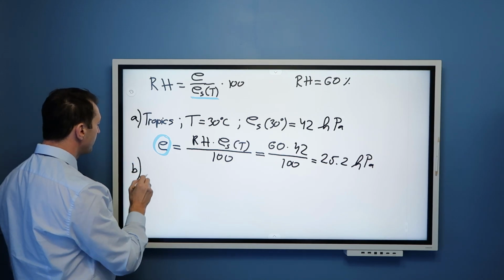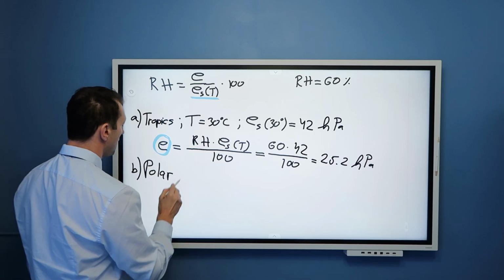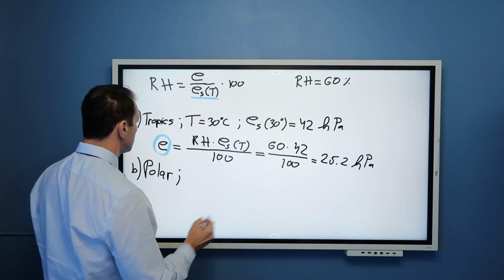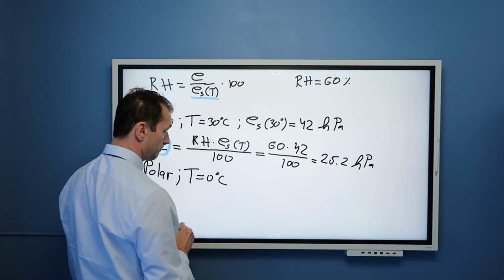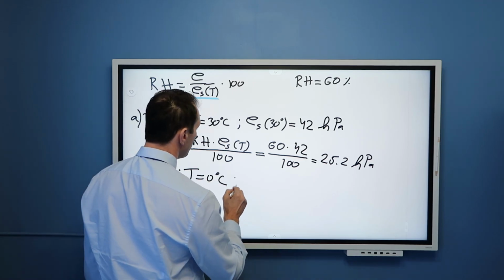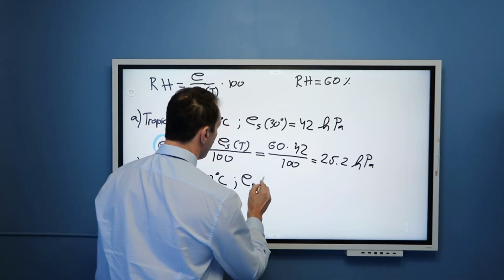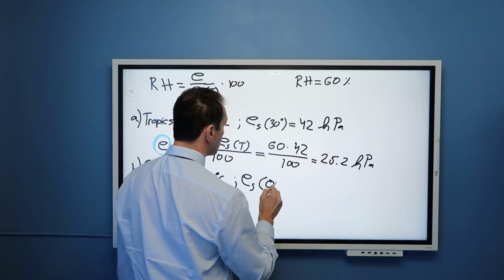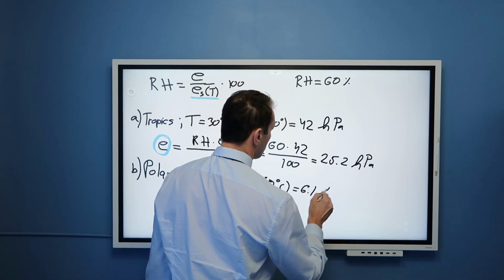Now, case B, let us say we are in polar region. In polar region, temperature might be 0 degrees Celsius. Now, everybody should know from my video on the saturation vapor pressure that saturation vapor pressure at 0 degrees Celsius is, of course, 6.1 hectopascals.